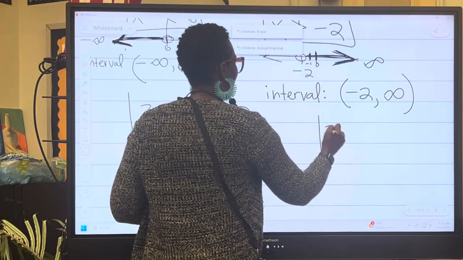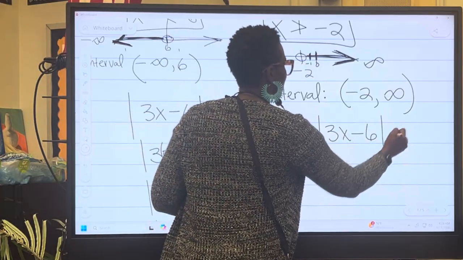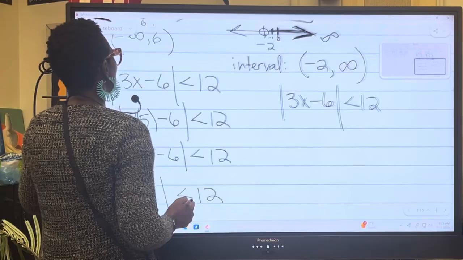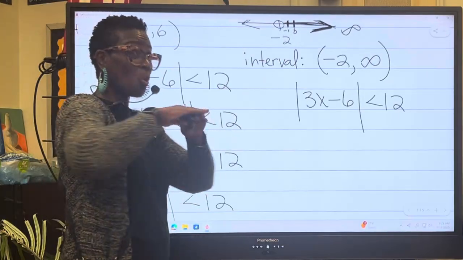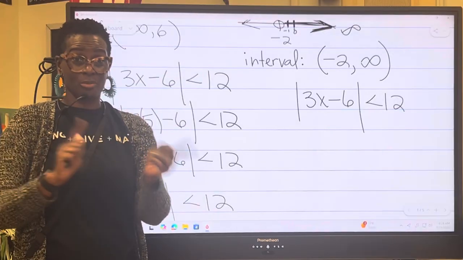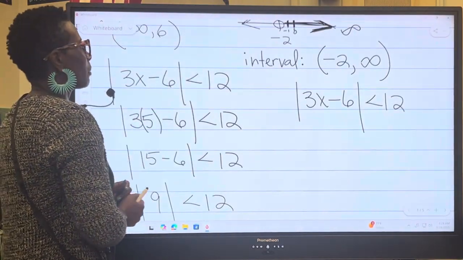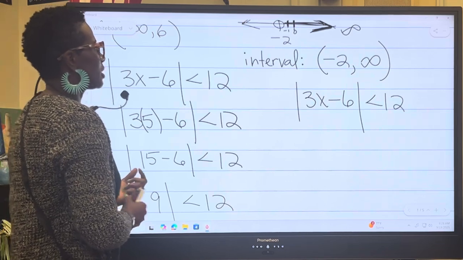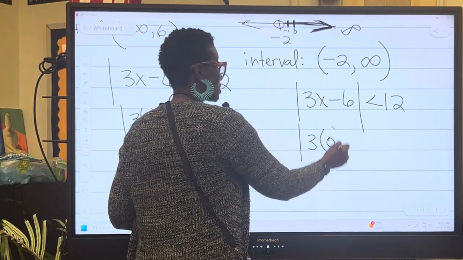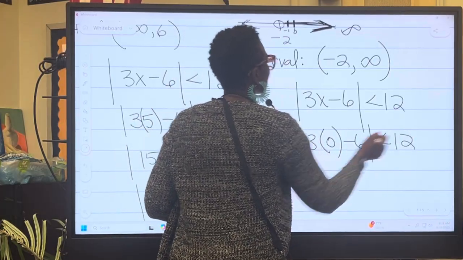We got the absolute value of 3x minus 6 is less than 12, right? Now we're doing a lot of extra work because normally what you're supposed to do is do both, make one graph, and then find a number in there, right? But I want to practice checking, okay? So what number are we saying we're going to plug in? 0. So what do I write? Absolute value of 3 times 0 minus 6 is less than 12.